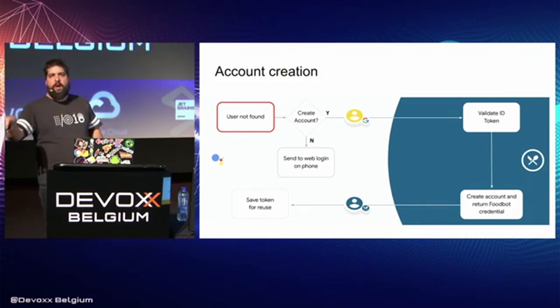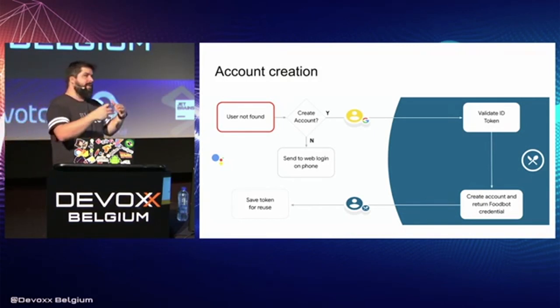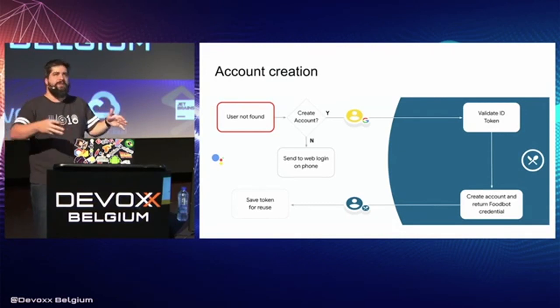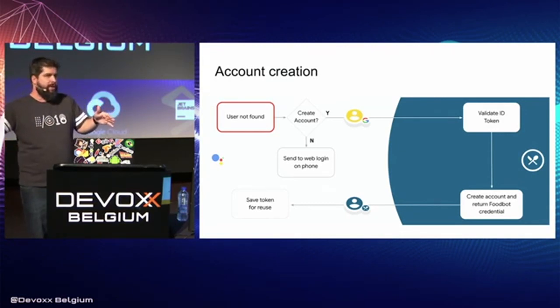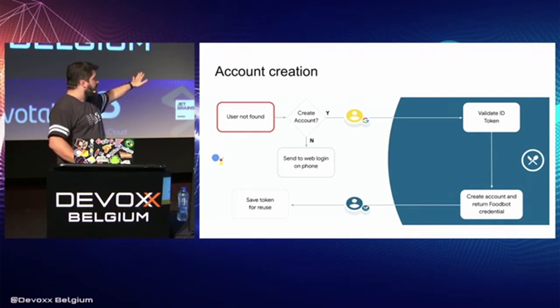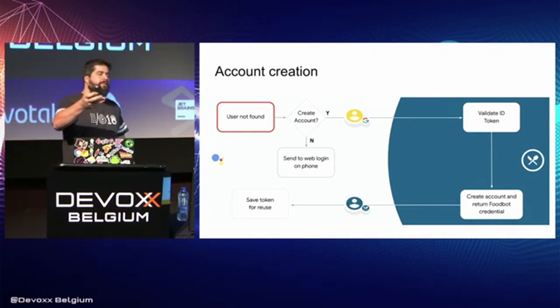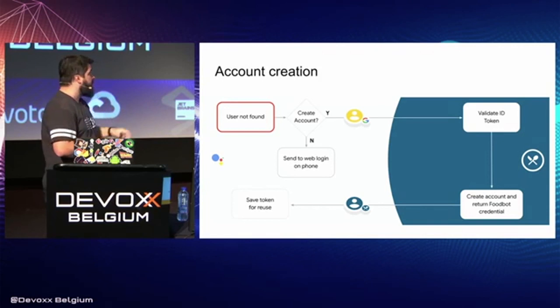So you say, okay, I create the account for this user, and it's linked. So the next time you know that that user on Google Assistant is the new user you created in your database. And you save the token. It's the standard usage for OAuth. So refresh token, access token, all the standard for OAuth.